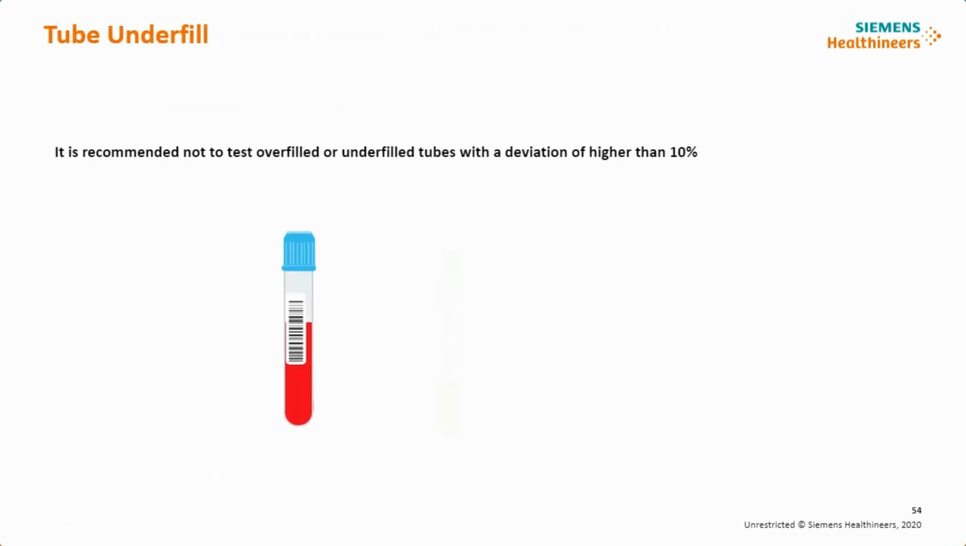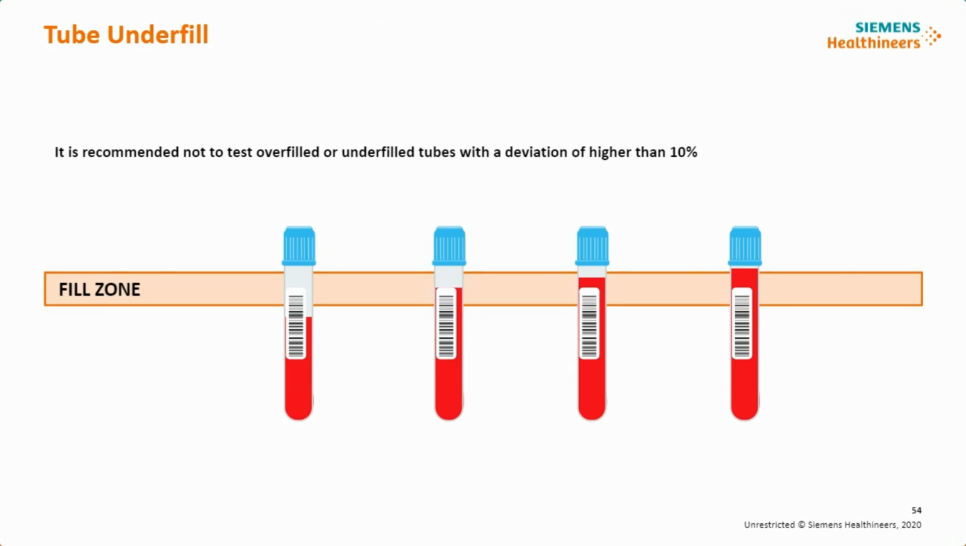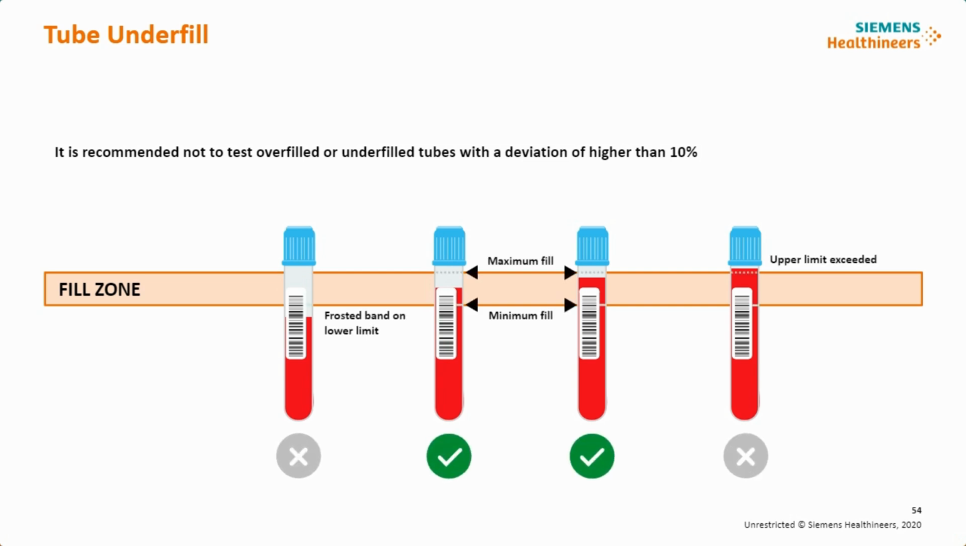And we talked about maintaining that proper fill, right? Ensuring that there isn't an underfill or overfill of the sample. So here we have 4 tubes and we have a fill zone that's typically recommended by the tube manufacturers. As we look at these 4, the 2 in the middle are the ones that fall within that fill zone, right? That 90 to 110%, or 90 to 100%, excuse me.